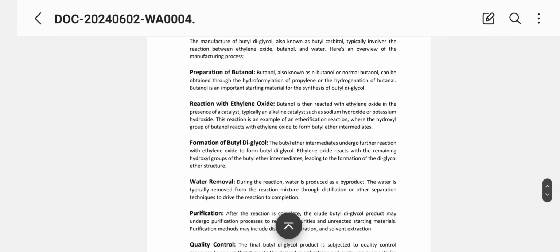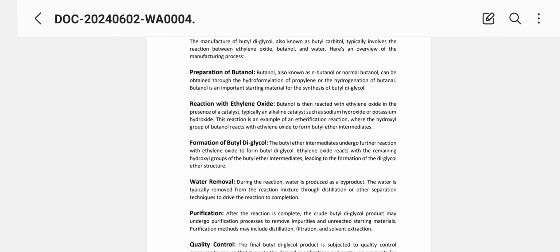Reaction with ethylene oxide. Butanol is then reacted with ethylene oxide in the presence of a catalyst, typically an alkaline catalyst such as sodium hydroxide or potassium hydroxide. This reaction is an example of an etherification reaction where the hydroxy group of butanol reacts with the ethylene oxide to form butyl ether intermediates.